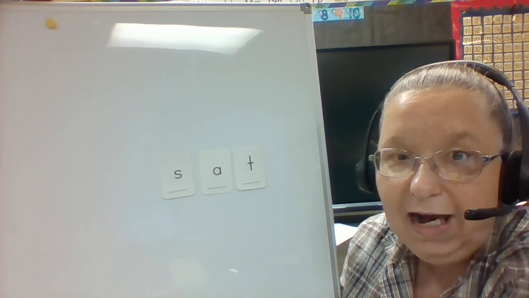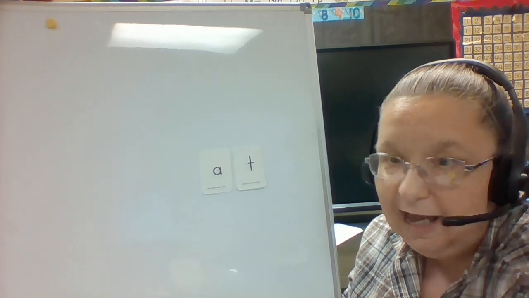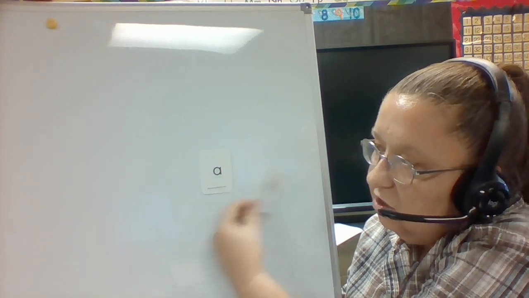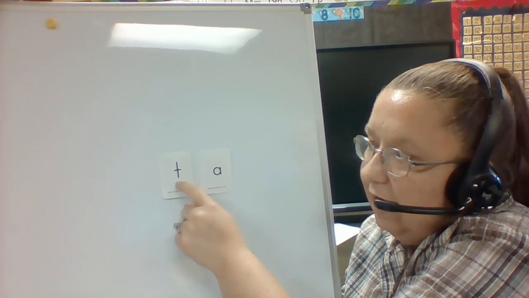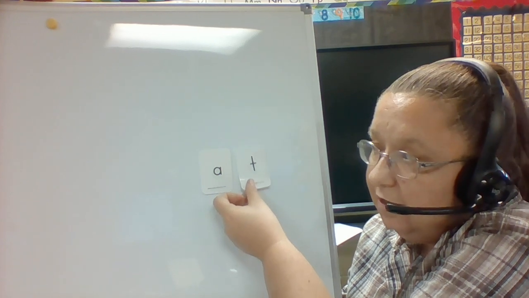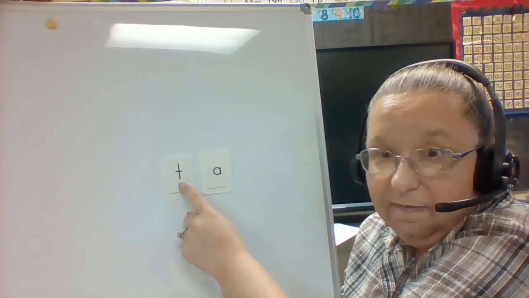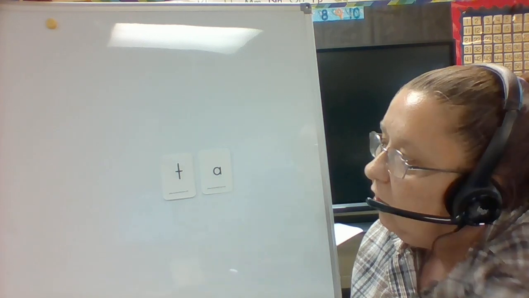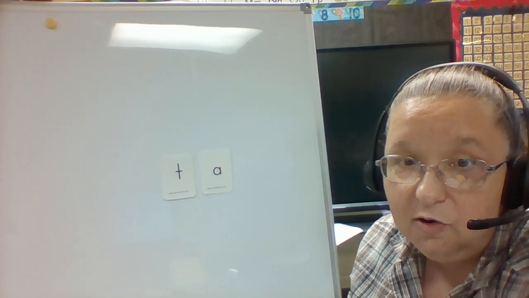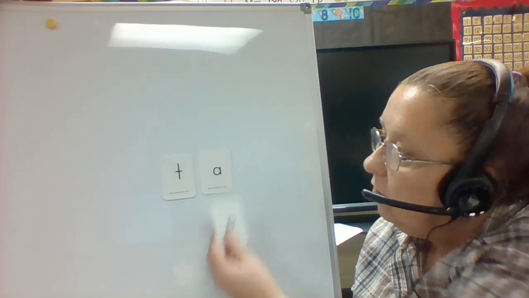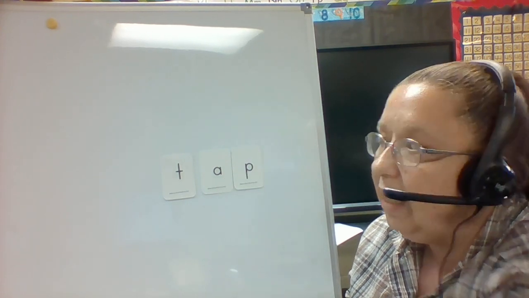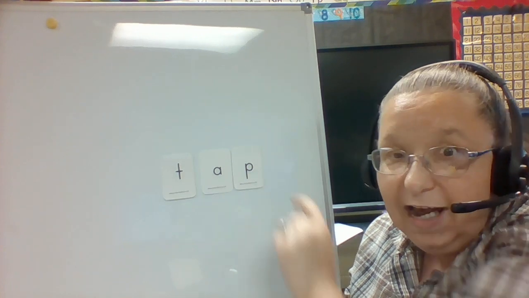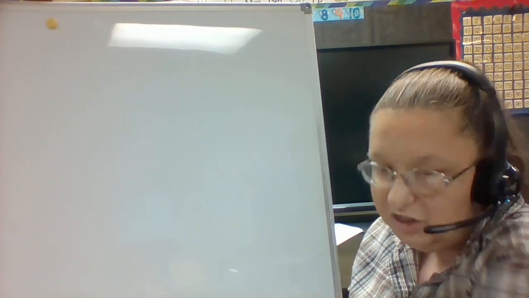Now, let's look what happens when we take the S away from sat. We're going to move the T to the front. Now, instead of at, just by moving the T, we have t, a, ta. So we took the word at, we switched the letters around, we put the T in front. Now we have ta. A whole new sound just by moving the two letters. And we need to put a letter on the end because now ta is not a word. We have that P there now. P makes the P sound. T-A-P. Tap. Tap is our new word. Nice job, boys and girls.